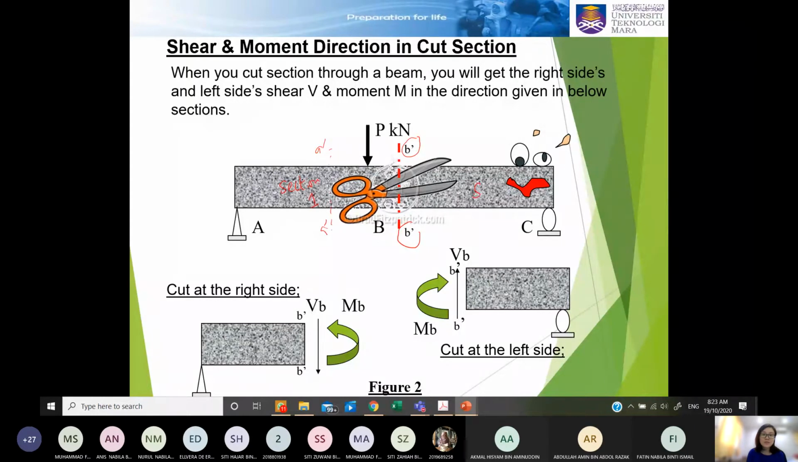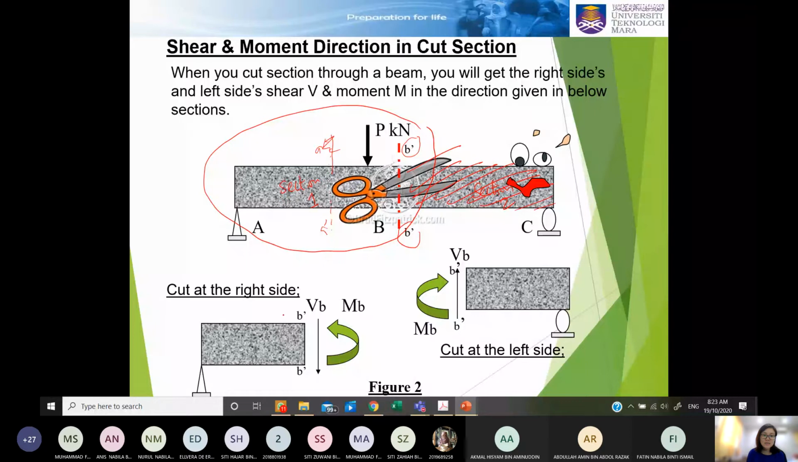This is section 2. Then we need to analyze the equilibrium in one of the sections you choose, to solve for the internal forces. Let's say we cut at the right section, meaning that you're going to block everything here. Sorry, it's B prime, so this will not be used. We are going to focus on this cut section only.